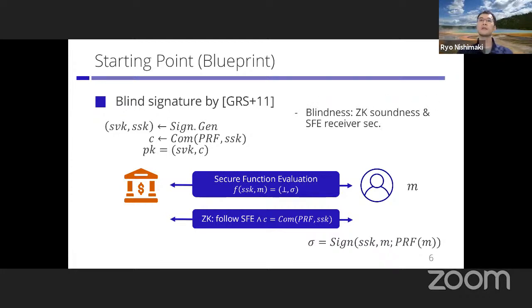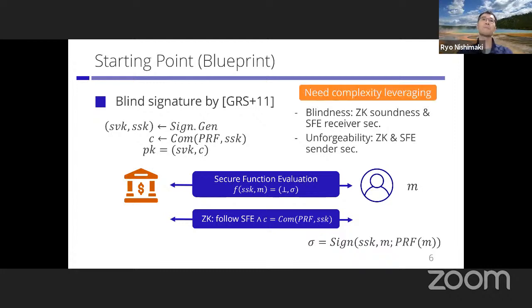So by using zero knowledge, we can prove the security of this blind signature protocol. Blindness follows from zero knowledge, soundness of the zero knowledge protocol, and the receiver security of secure function evaluation. Unforgeability follows from zero knowledge and the sender security of secure function evaluation. However, their protocol needs to use complexity leveraging to prove these two properties.